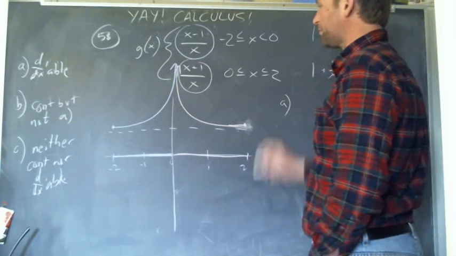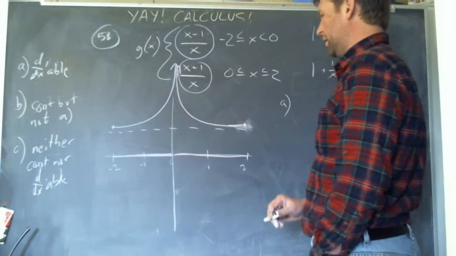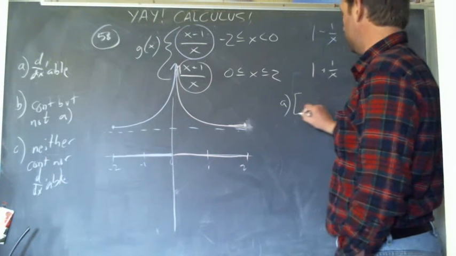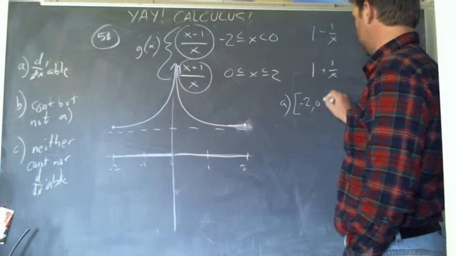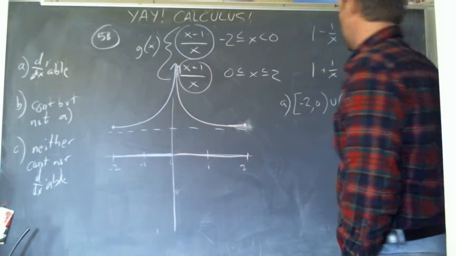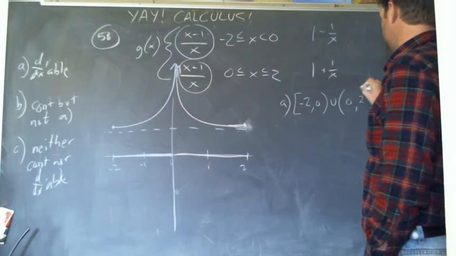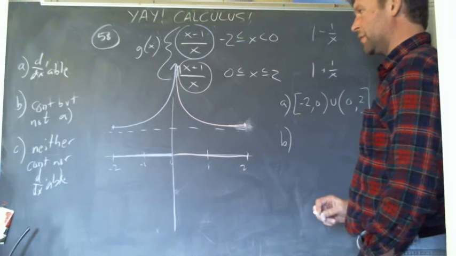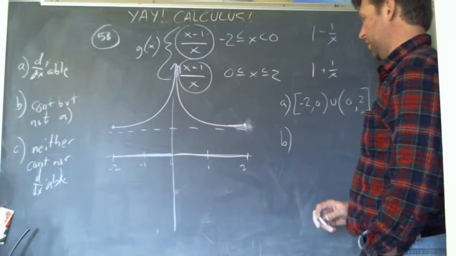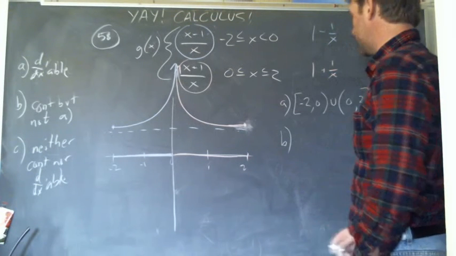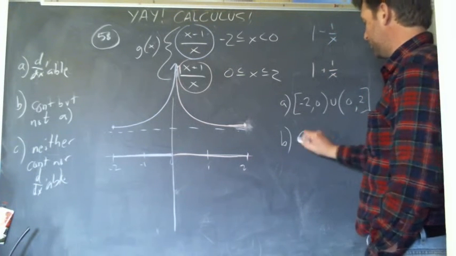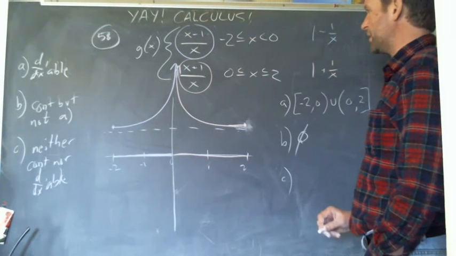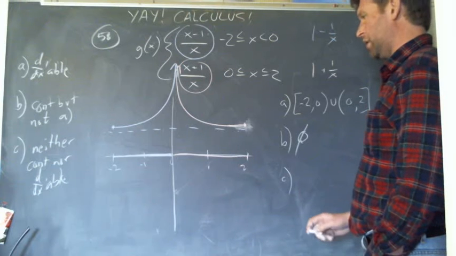So for A, we're differentiable everywhere, no problem with that. So we're talking about from negative 2 up to 0, and then from 0 to 2, close bracket. B, continuous but not differentiable. No, we're differentiable everywhere we're continuous. There's nowhere. And C, neither continuous nor differentiable. That would be at x equals 0.